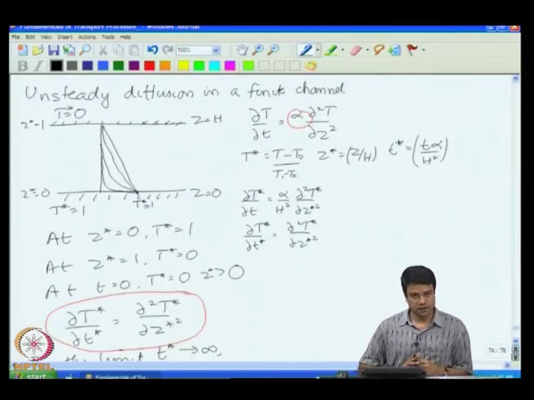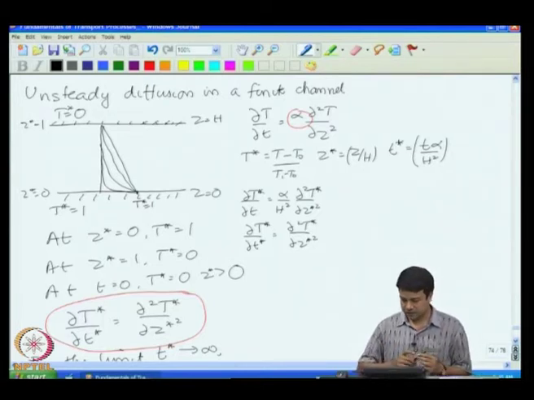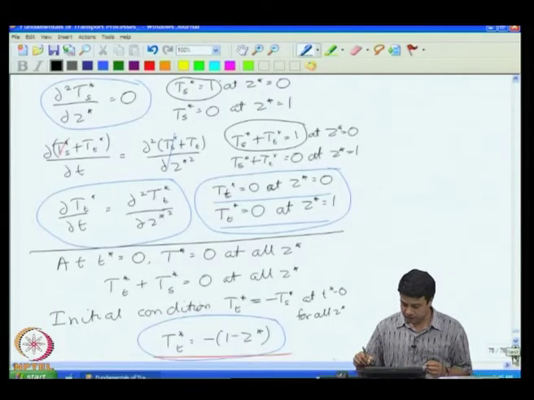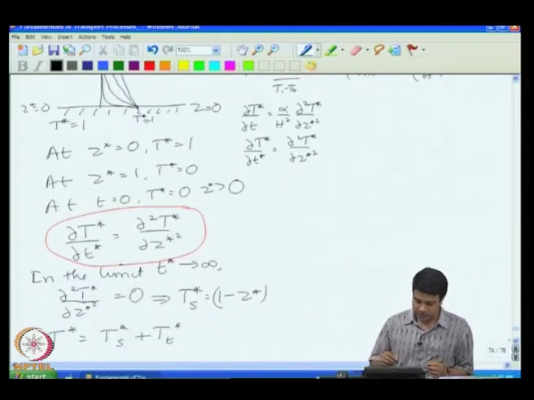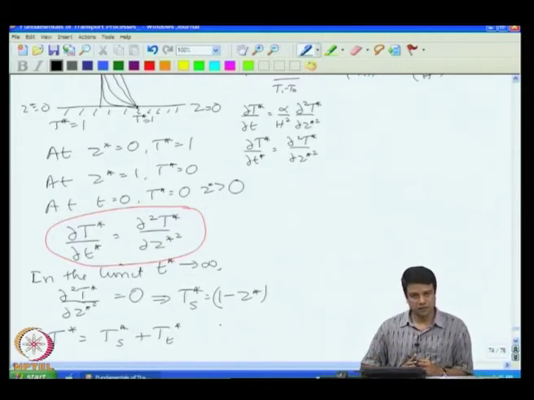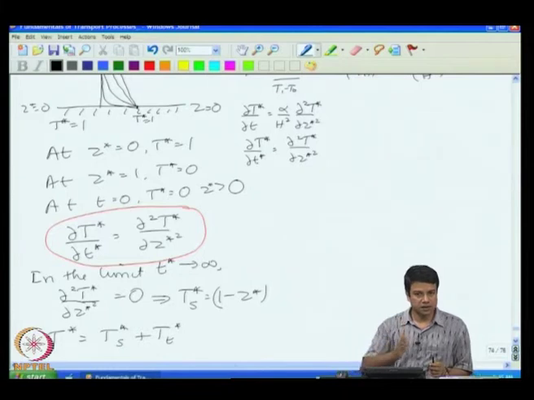First thing is, I had an unsteady diffusion problem, and in the limit of long time you expect that the temperature has to go to the final steady solution for the temperature field. And that final steady solution for the temperature field is given by 1 minus z star. So, in the limit as t goes to infinity, I expect the temperature field to take a steady value. So, I separated out the transient part from the steady part. The steady part is what is there in the limit as t goes to infinity. The transient part is the correction to that steady part as I am approaching infinity.